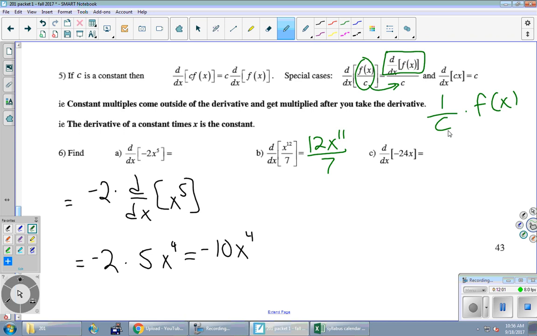Okay, other shortcut right over here. If you want to take the derivative of a constant times x, it turns out that it's just the constant. Think about the graph of y equals like 5x. That's just a steep uphill line, yes? y equals 5x. What is the derivative at every point on this line? It's 5. The derivative is just the slope of this line itself. And so the derivative of a constant times x is just the constant. So what's the derivative of negative 24x? Negative 24. That's all. Okay, when you're ready, moving on to the next page.